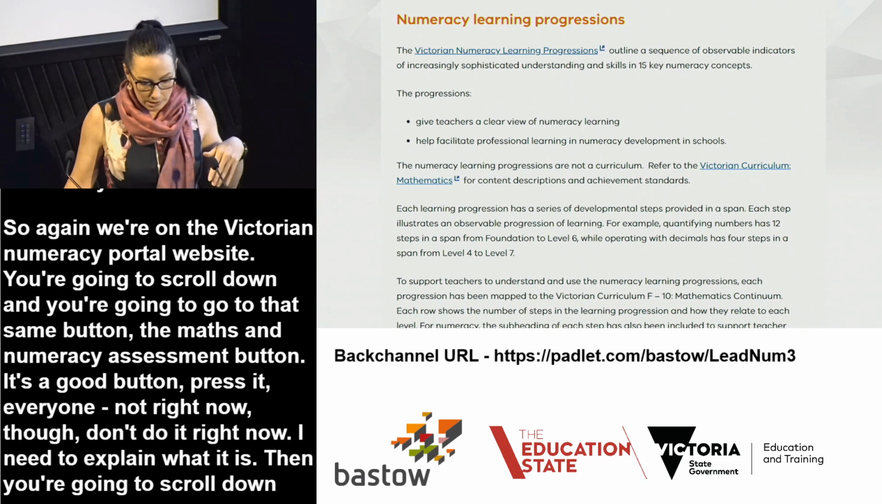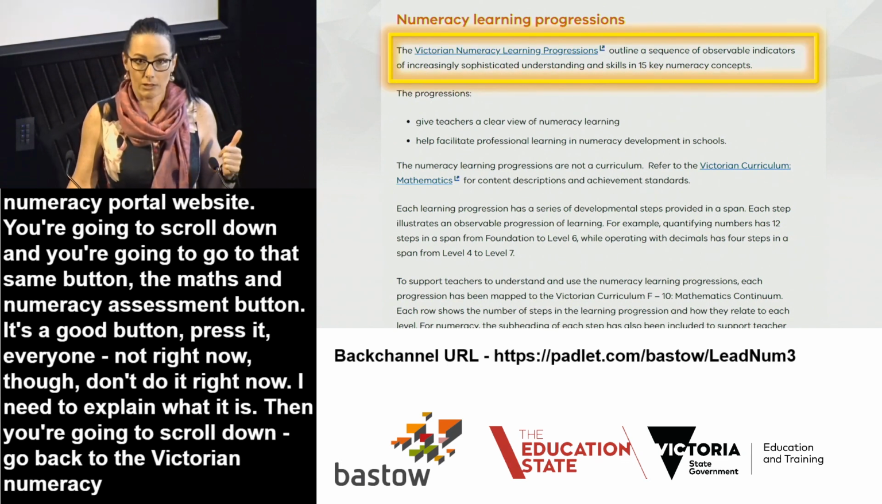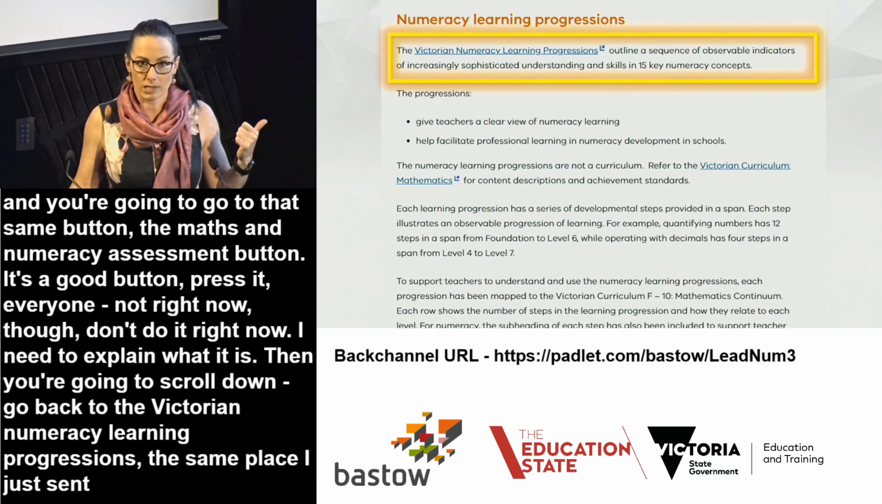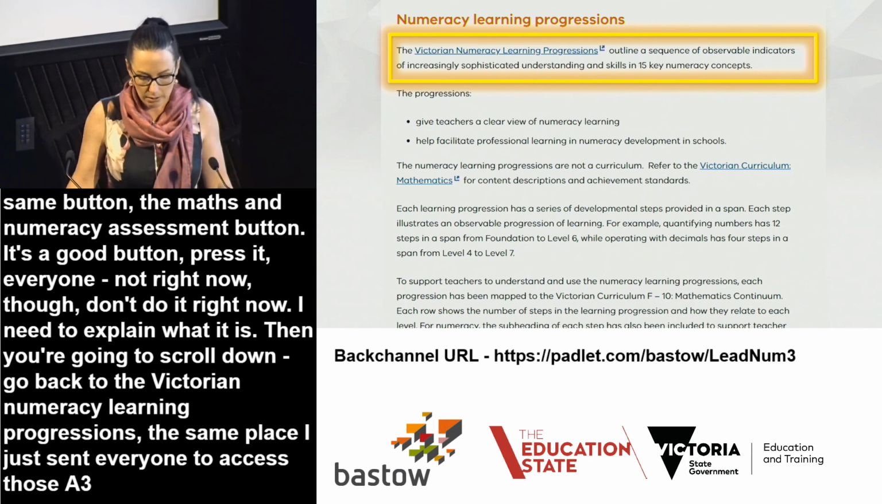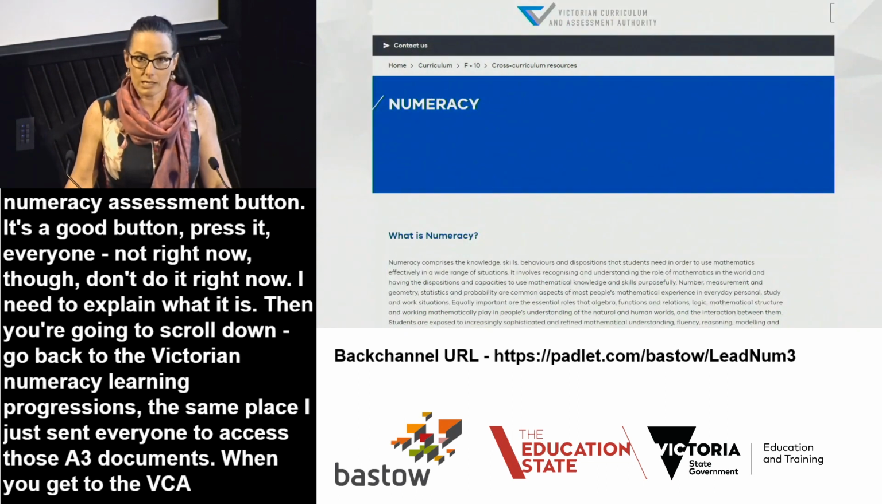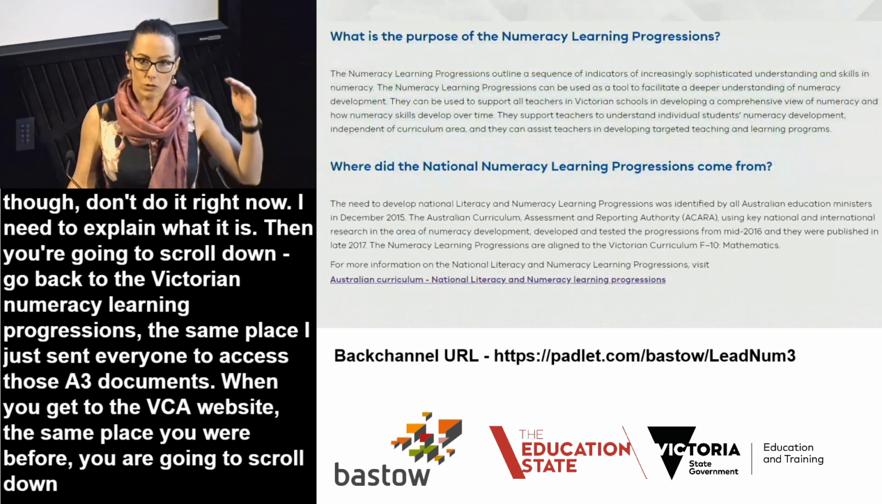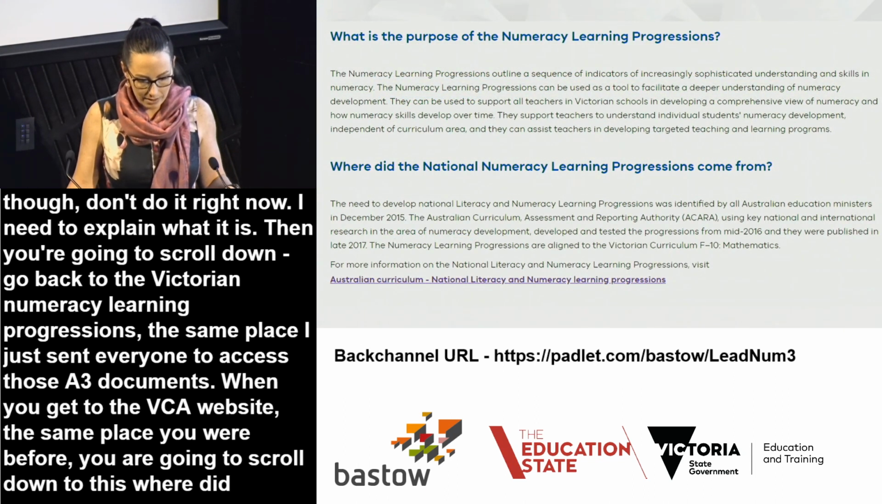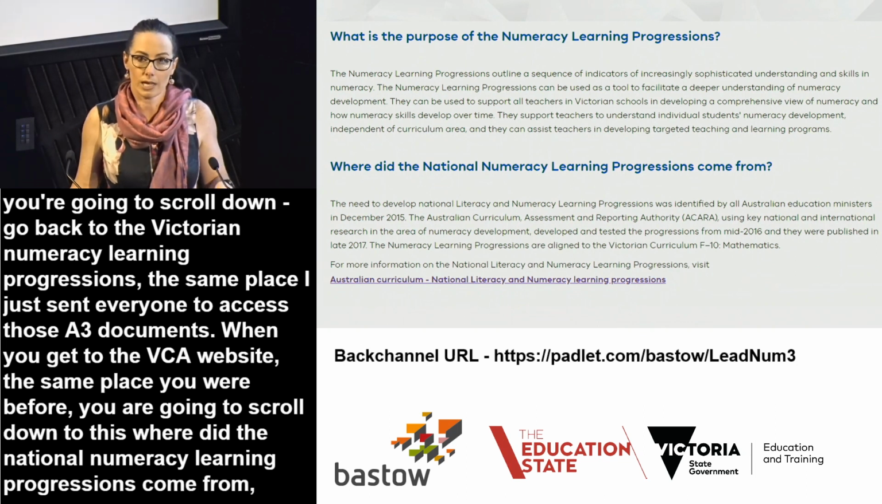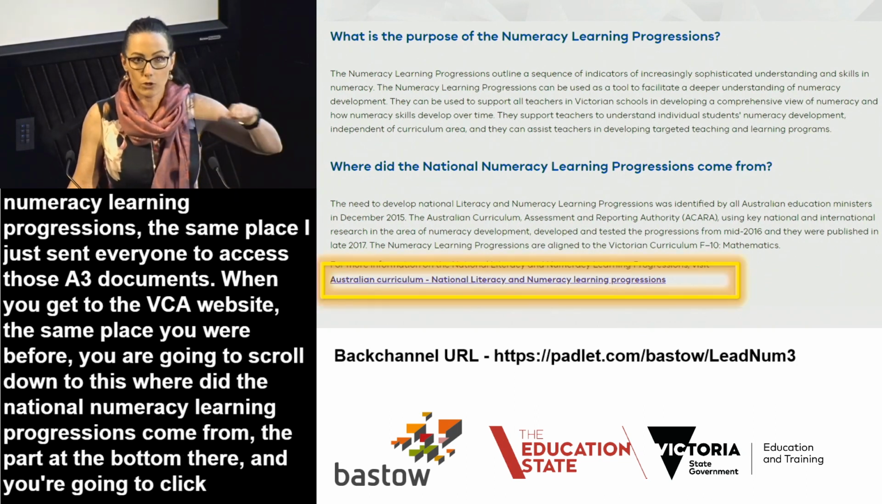Okay, then you're going to scroll down. You're going to go back to the Victorian Numeracy Learning Progression, so the same place that I just sent everyone to access those A3 documents. When you get to the VCAA website, the same place you were before, you are going to scroll down to this, where did the National Numeracy Learning Progressions come from? The part at the bottom there, and you're going to click on that.